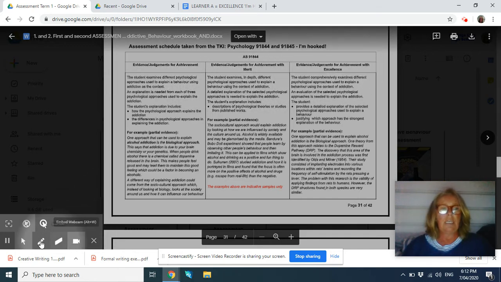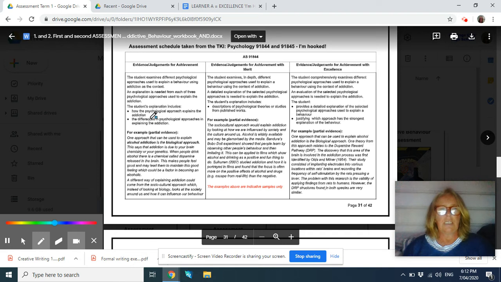And again, what you will notice is that the explanation here is an explanation, here it is in depth, and here it is comprehensively. And underneath it, you've got these details which were given in the pages we looked at before. So if you have a look at the examples, one approach that can be used to explain alcohol addiction is the biological approach. This says that addiction is due to your brain chemistry or your genetics.